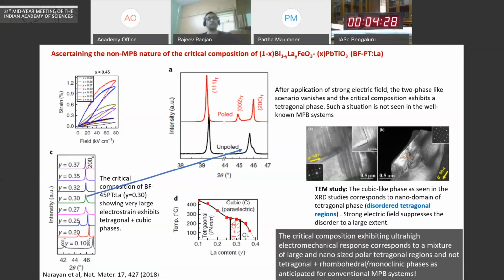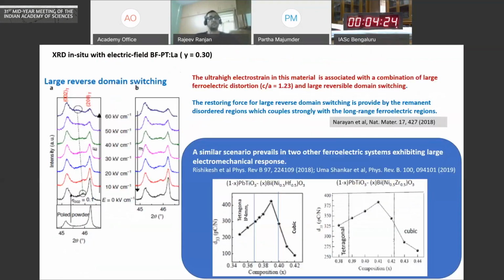Now coming to why it is showing such large electric field strain. So this is an in situ XRD which we carried out in our laboratory as a function of electric field on a pellet of this composition which is showing the large electric-field-induced strain. As you can see, these are tetragonal peaks and this is a cubic peak, which is basically nothing but, as the TEM has shown, a small coherence length of tetragonal domain itself.